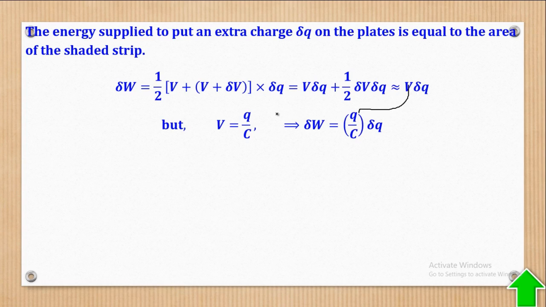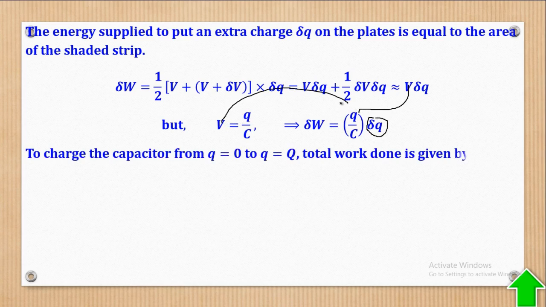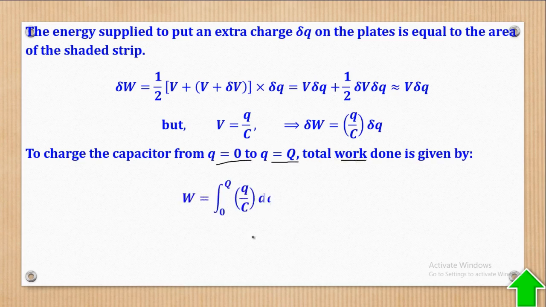Why are we substituting for V? It is because we cannot work with V when integrating to get the total work done. So we have to change to terms of Q, which is the same variable as delta Q. Therefore, to charge the capacitor from Q equal to 0 to Q equal to capital Q, the total work done will be given by this integral.